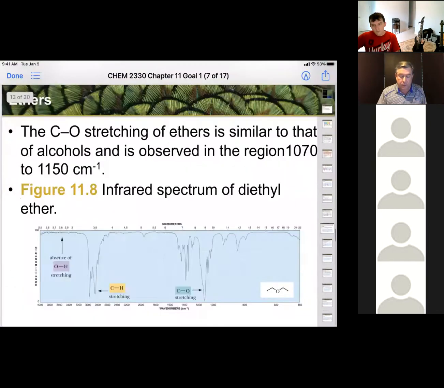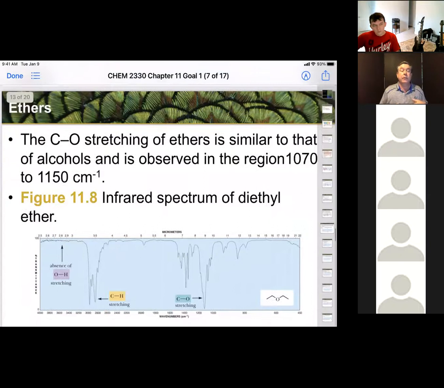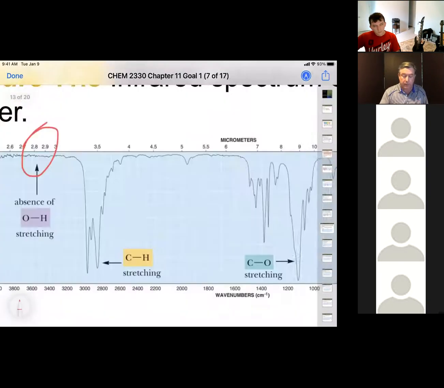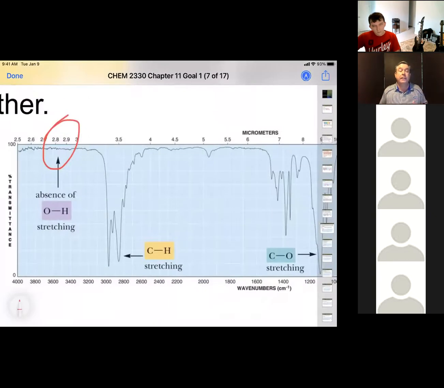Okay, so if we take our alcohol and convert it to an ether, the OH peak goes away. There's no hydrogen bonding available to the ether because now you have two bonds to the oxygen by carbon. But again, we have no peaks above 3,000. Those would be alkenes and alkynes. So we have an alkane with an ether.